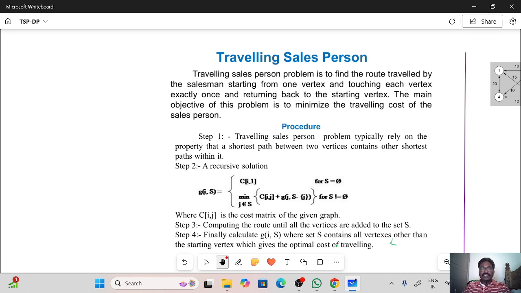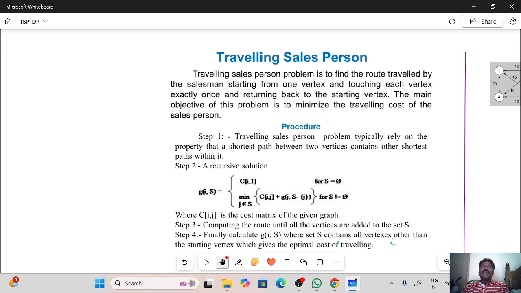The traveling salesperson problem is nothing but finding a route traveled by the salesperson, starting from any one vertex and visiting each vertex exactly once, and returning from the last vertex back to the starting vertex. Once again I am repeating: this is a route traveled by the salesman starting from any one vertex and visiting or touching each and every vertex exactly once, and from the last vertex it must return to the starting vertex.